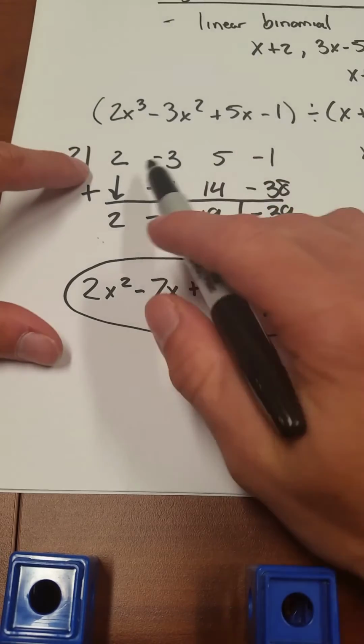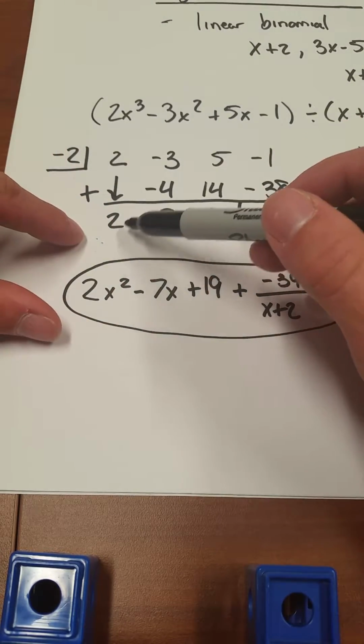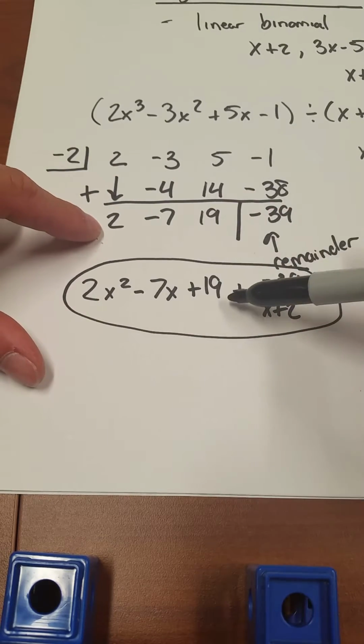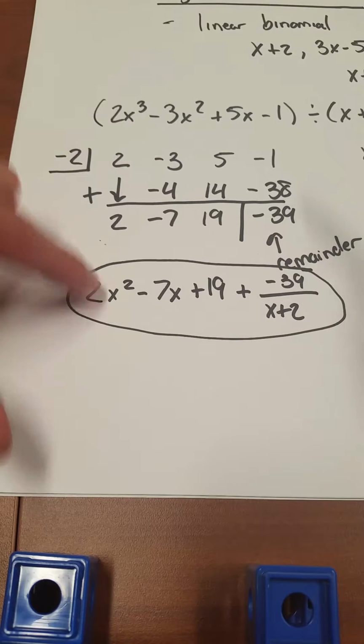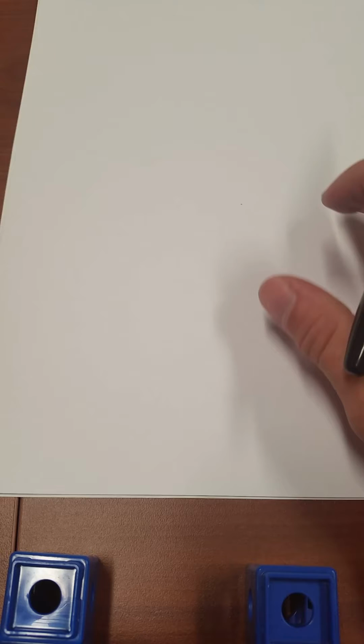Again, these numbers come from our coefficients. Drop, multiply, and add all the way across. These numbers tell me what goes down here. If this was x to the third, this is going to be x squared. All right, let's look at another problem.